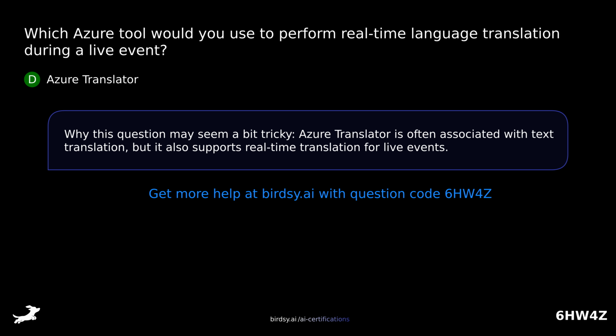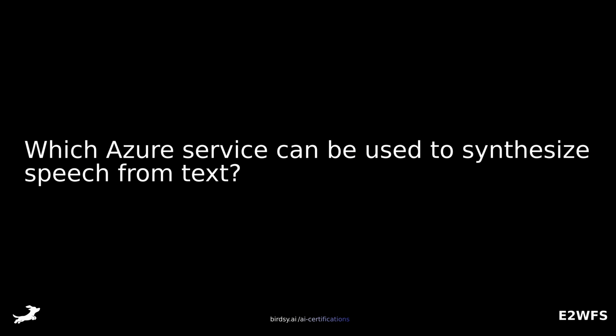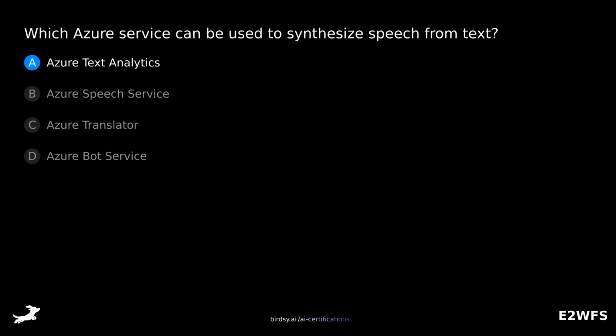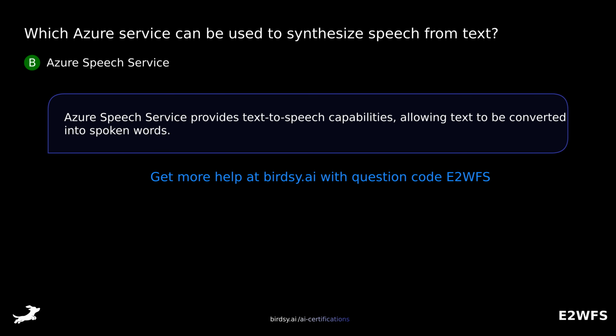Azure Translator is often associated with text translation, but it also supports real-time translation for live events. Which Azure service can be used to synthesize speech from text? Is it A, Azure Text Analytics, B, Azure Speech Service, C, Azure Translator, or D, Azure Bot Service? The answer is B, Azure Speech Service. Azure Speech Service provides text-to-speech capabilities, allowing text to be converted into spoken words.